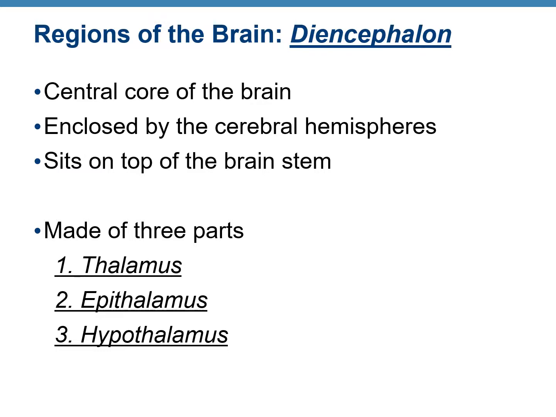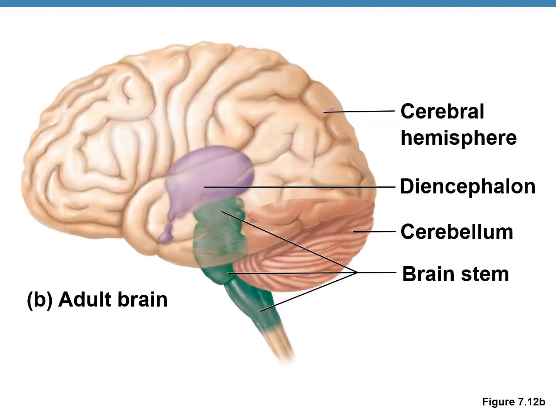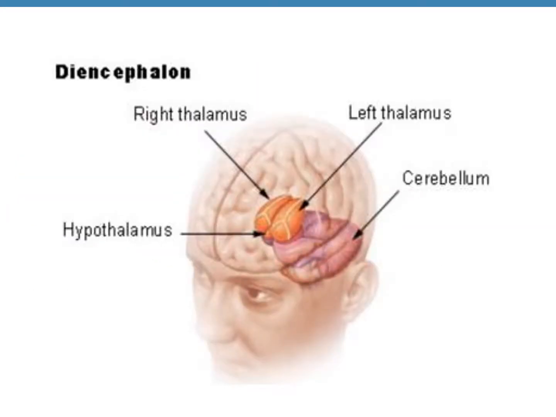Deep to the cerebral hemispheres in the central core of the brain, we find the diencephalon. This sits on top of the brainstem and it's made up of three parts: the thalamus, epithalamus, and hypothalamus. The diencephalon is shown in purple color in this figure. This figure shows the two thalami and the hypothalamus.